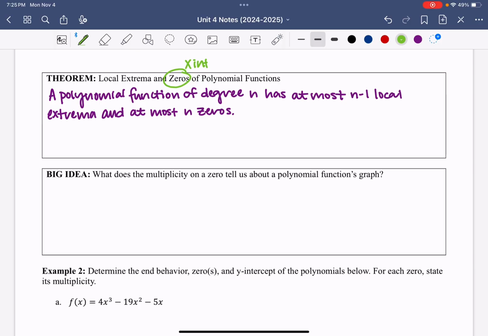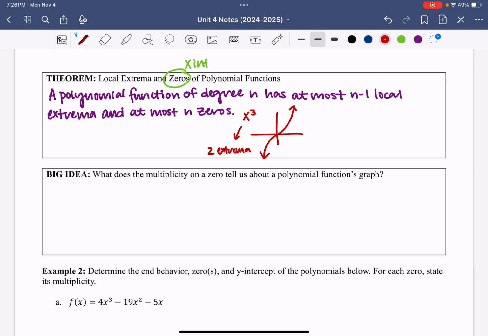Okay, so let's say, for instance, let's talk about the function x cubed. Okay, so I know that the cubic graph looks something like this. So first, the first part is saying the degree n has at most n minus 1 local extrema. So at most, any sort of cubic function can have at most 2 extreme points. Now, the parent function doesn't have any, right? Because there's no local maxes, local mins.